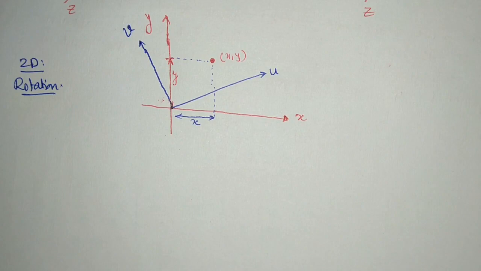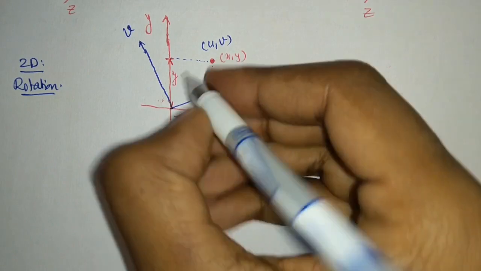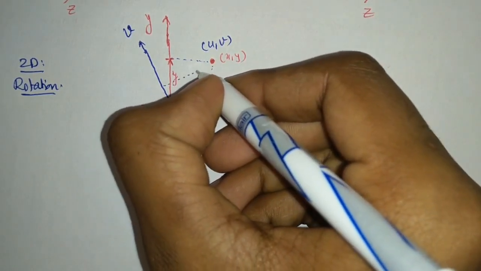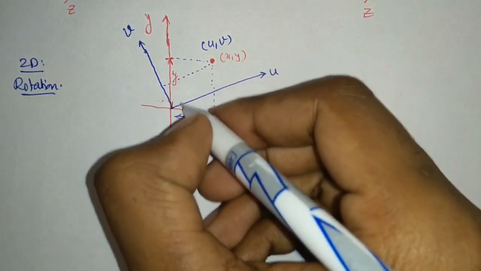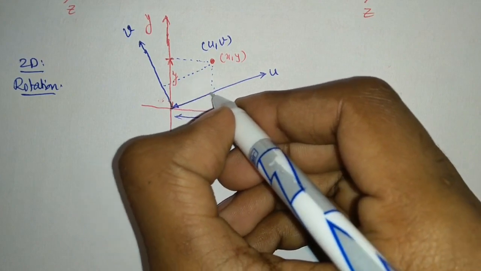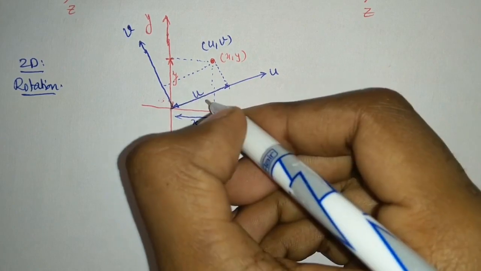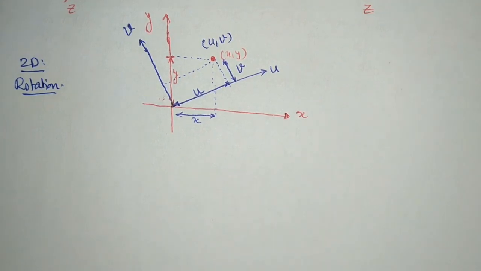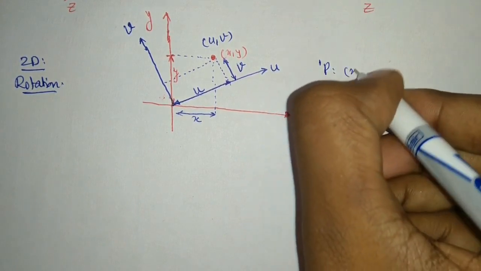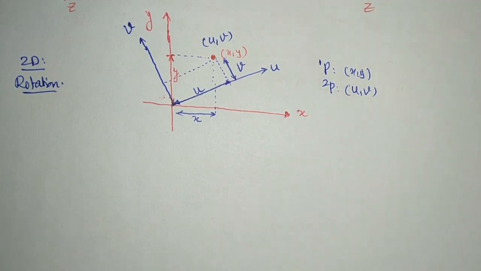Okay. Now at the same time, if I have the coordinates as u comma v, then what will happen? Now this length along the u axis will give me the u coordinate, and this vertical length is my v coordinate, right? I hope you don't have any problem in that. So when I say 1p is basically x comma y, and 2p is basically u comma v, now what is the relationship between these two?